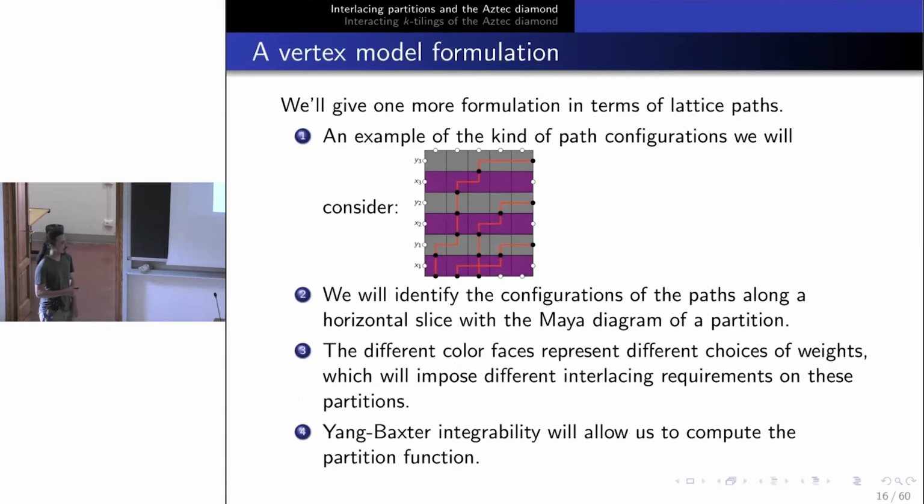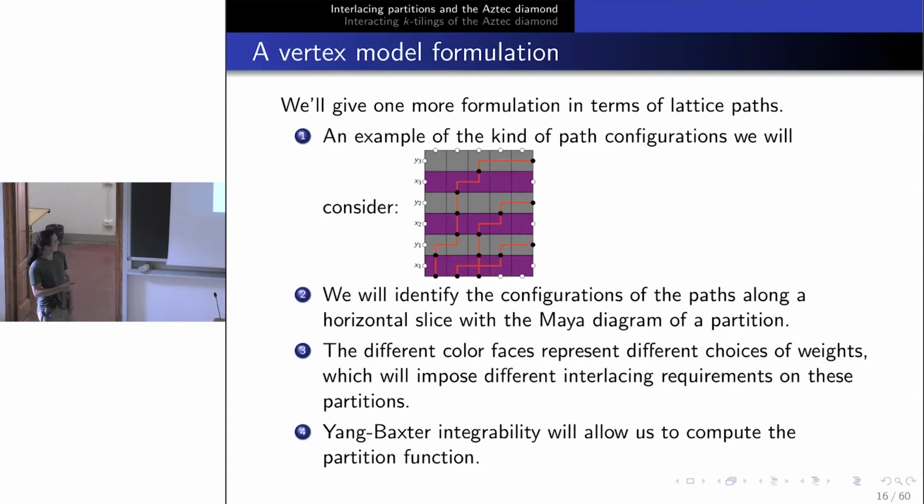Okay, so now we're going to go to the vertex model formulation. We're going to be looking at vertex model path configurations of this form. We'll have upright paths that start at the bottom and end at certain places on the side. And these different colors here, like the purple and the gray, just indicate the different weights we choose in each row. Each row is going to have a different choice of weights, and we indicate that by color. And by choosing these different weights, we're going to impose different allowed configurations along each row.